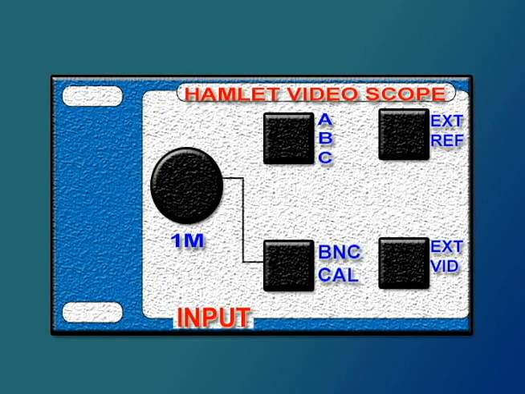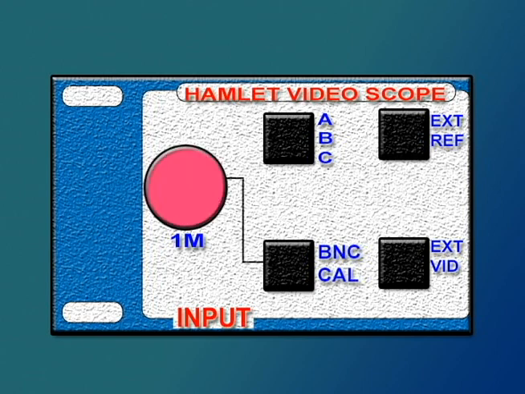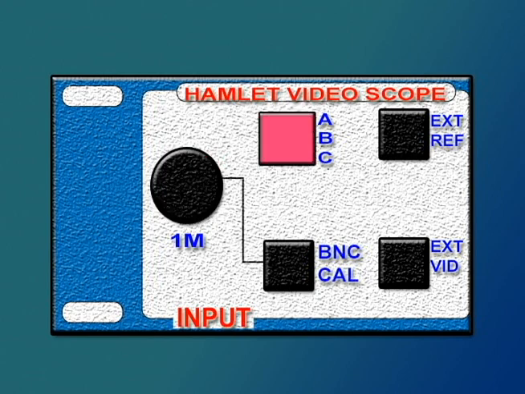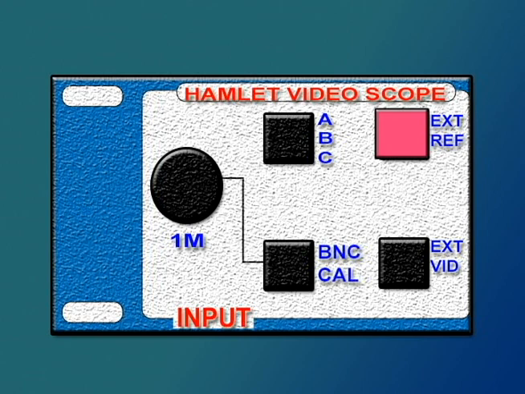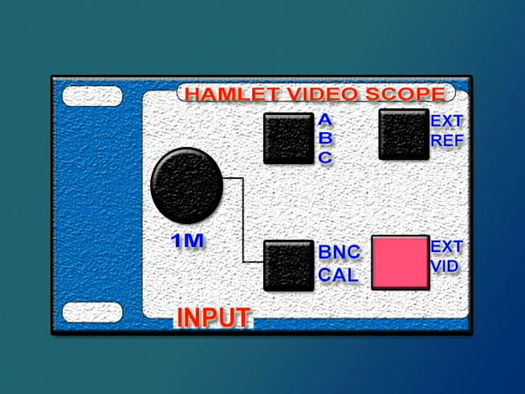The input selection area has 5 buttons that control input into the waveform monitor. 1M, the high impedance BNC input on the rear. ABC selects input A, B, or C to the output. BNC Cal selects the front panel BNC or internal calibrator. EXT-Ref controls whether internal or external reference is used for the waveform monitor and vectorscope. EXT-Vid allows any input waveforms to be keyed onto the external video signal, useful where the input signal is not a composite one.